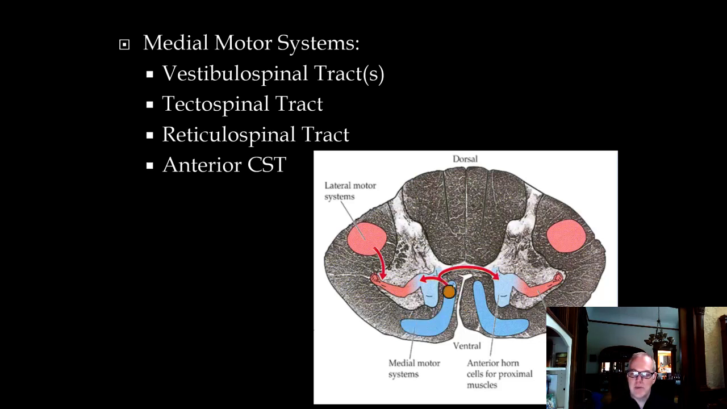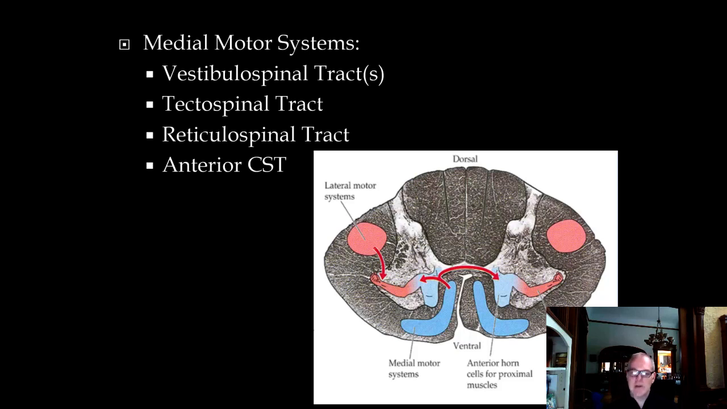because they're in this medial portion of the spinal cord. And just as a big picture, notice that these are supplying more proximal muscles, the neck, proximal muscles. And that's a general rule for the medial motor system. All right, so 4 pathways.